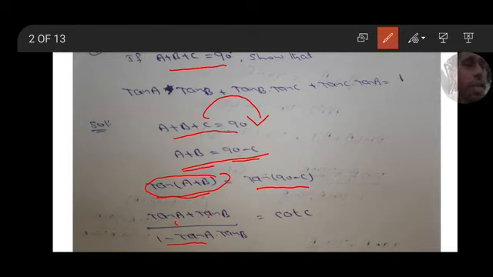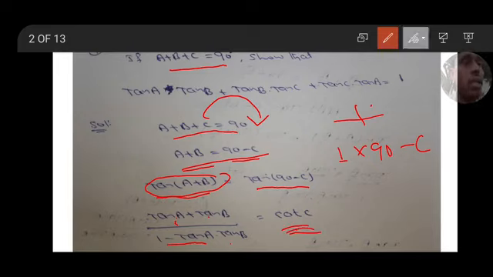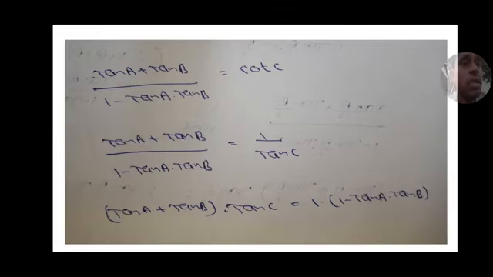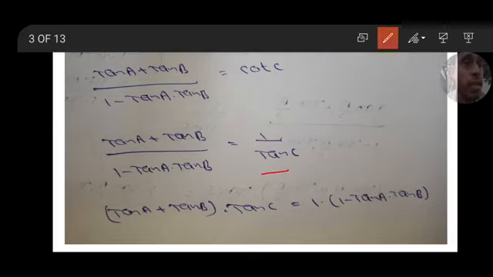Tan of 90 minus c: 1 into 90 minus c, 1 is the number, so tan becomes cot, and it is in the first quadrant. 90 minus c means first quadrant, tan is positive, therefore it is cot c. So tan a plus tan b by 1 minus tan a tan b equal to cot c, and cot theta equal to 1 by tan theta, therefore cot c equal to 1 by tan c. So tan a plus tan b by 1 minus tan a tan b equal to 1 by tan c.